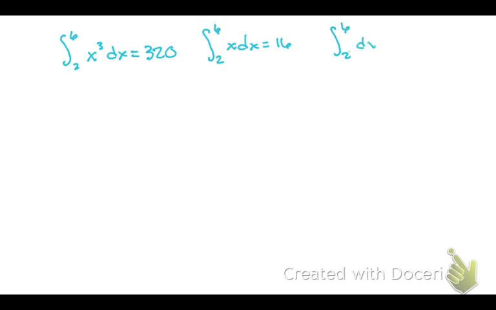So they're going to tell you the integral from 2 to 6 of x cubed dx is 320. And they're going to tell you the integral from 2 to 6 of x dx is 16. And they're going to tell you the integral from 2 to 6 of dx is 4. And then they're going to ask you something like the integral from 2 to 6 of negative 3x dx.